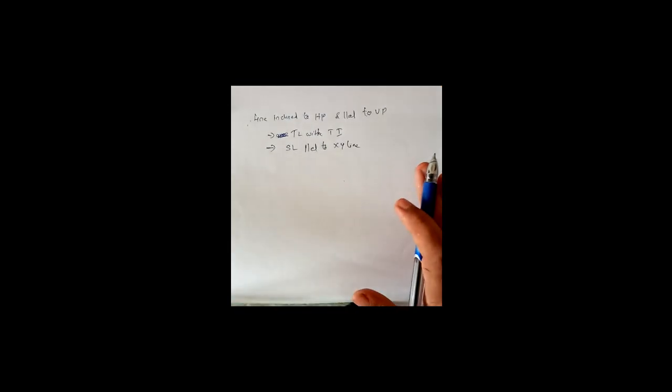So first you should understand this: if the line is inclined to HP and parallel to VP, one view will be true length with the true inclination, and the other view will be shortened length parallel to XY line. Which view is true length and which view is shortened length? Now I am going to tell you. See, in the previous video we have already discussed that inclination and distance from HP you can always see in the front view.